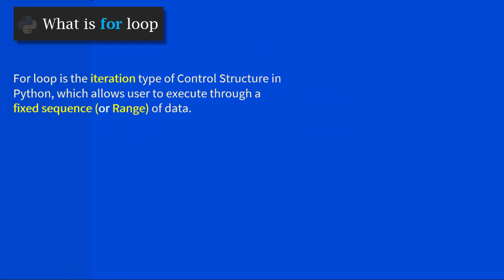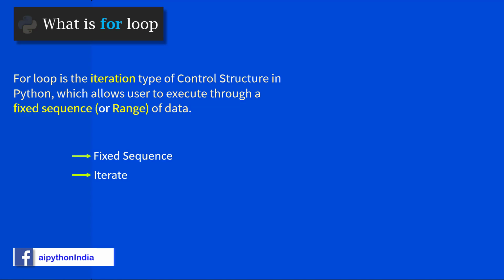So a for loop is an iteration type of control structure in Python which allows the user to iterate through a fixed sequence of data. So two things to remember here. It will only work with a fixed sequence, if the sequence is not known prior to executing the for loop, and it iterates through each value of the range that you provide.